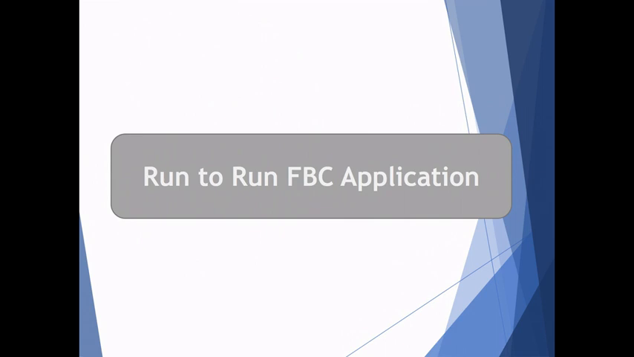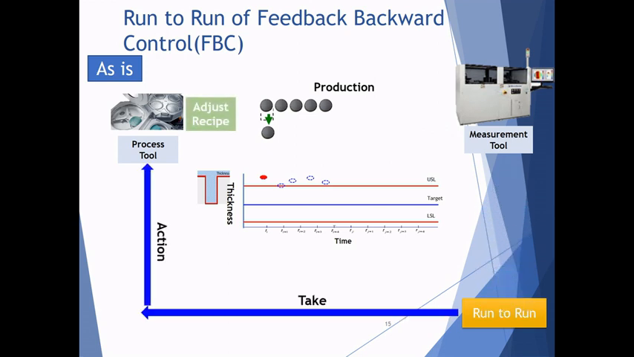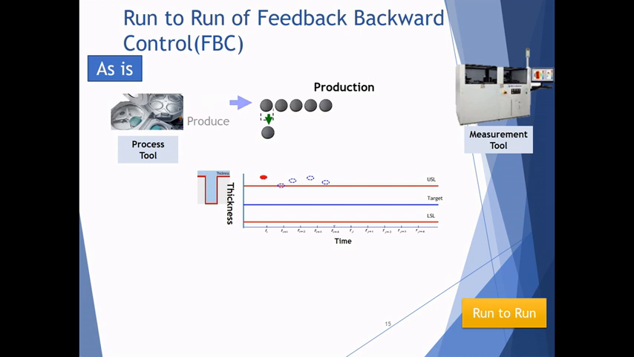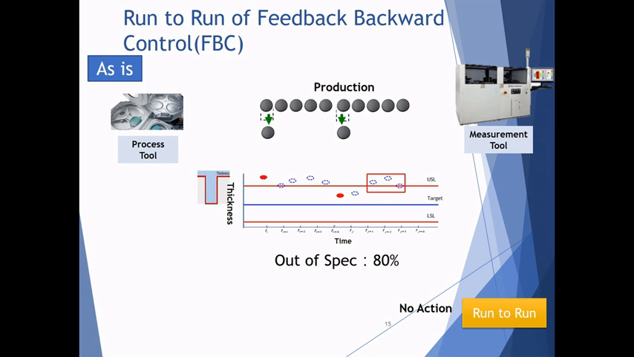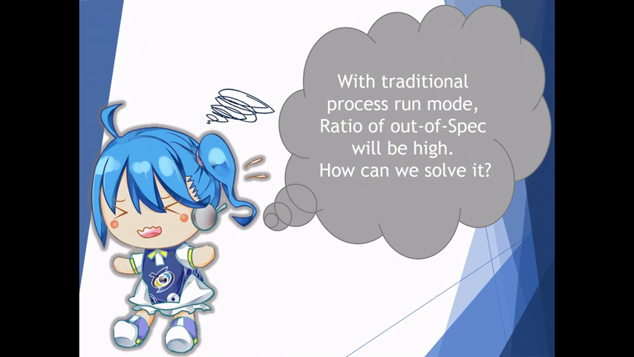Fourth, run-to-run feedback application. In the usual way, we can only perform process control according to the measurement data from sampling inspection, instead of adjusting the recipe by every wafer's condition, which easily leads to extra loss. With the traditional process run mode, the OS ratio will be high.